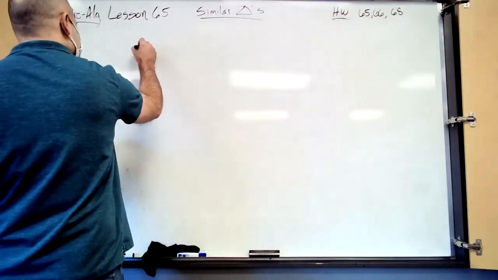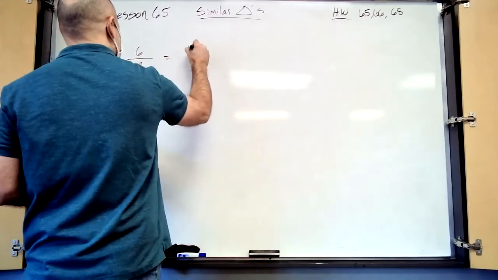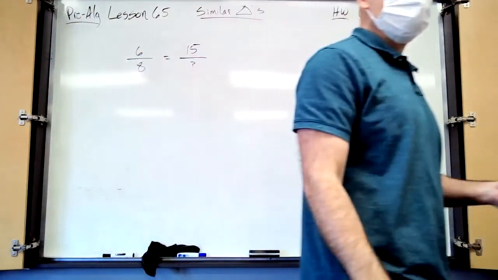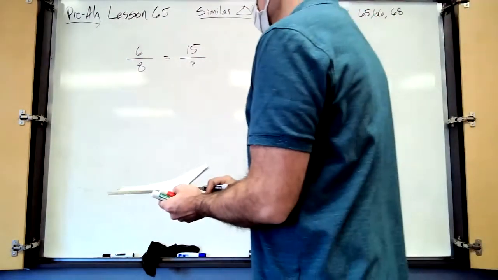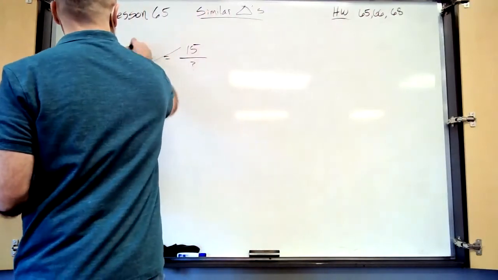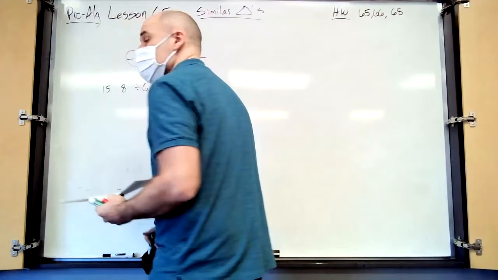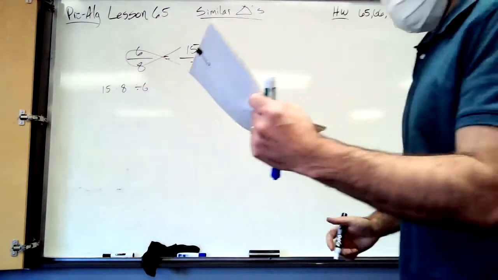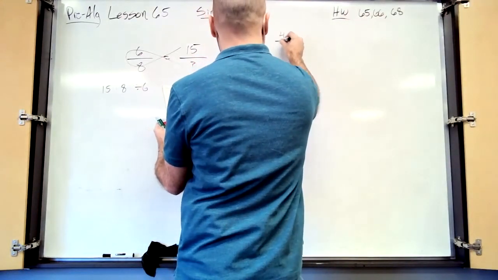So if I had 6 and 8 and 15 and this, how do I find out what that is? You multiply 15 times 8 and divide by 6. So 15 times 8 divided by 6. So this works with any kind of numbers, right? So let's do this one. The answer is 20.